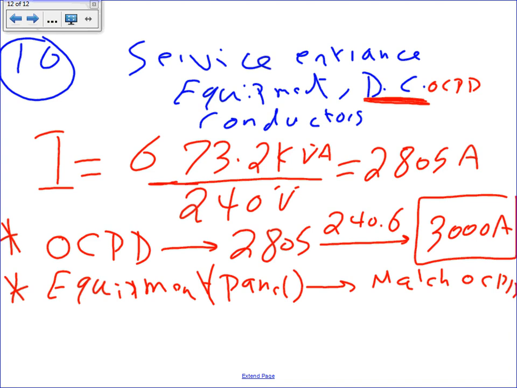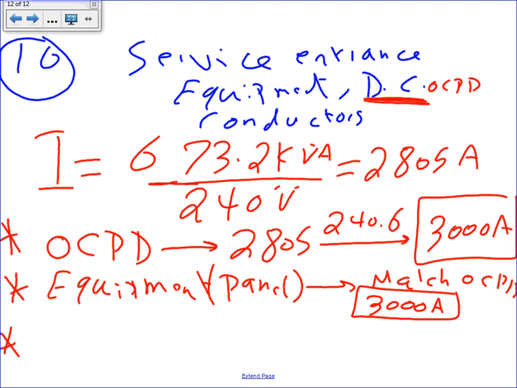That's the equipment panel. So you're going to go to a panel of match, like I said, match overcurrent protection device. So what's my size? 3,000 amp. You're going to find it, everything is easy from here. The last one is, let's do the last one in a different step.